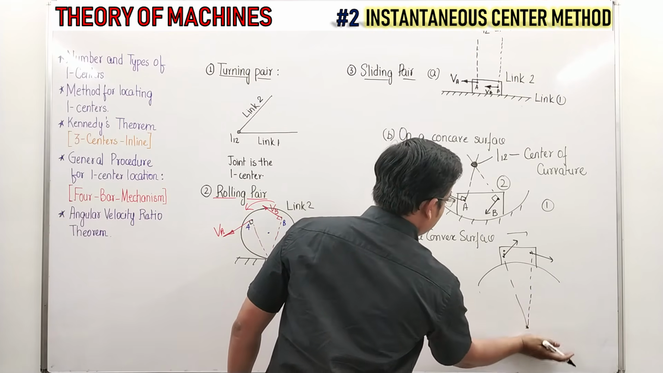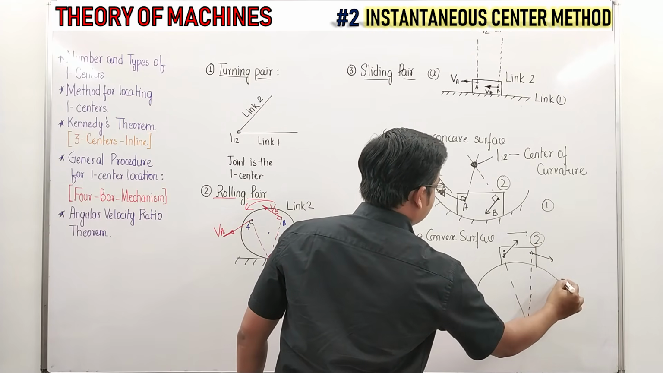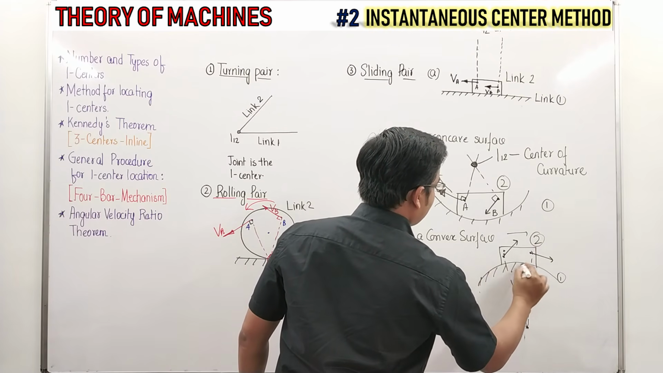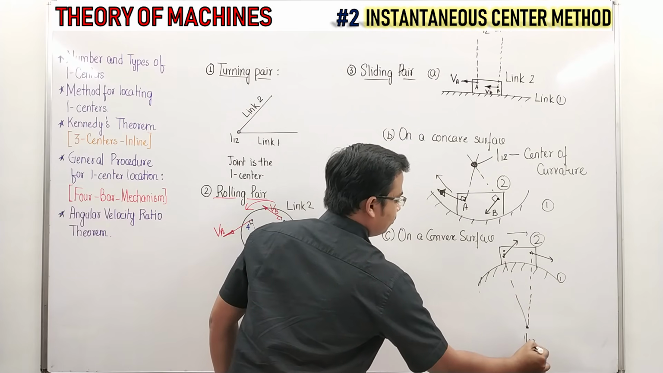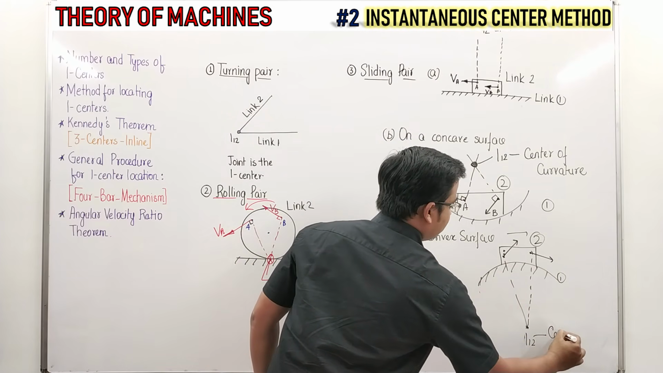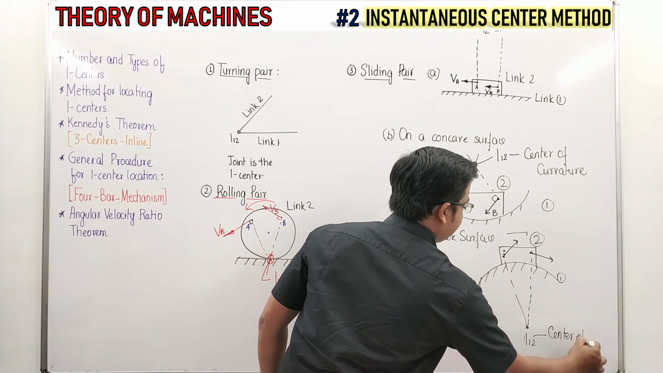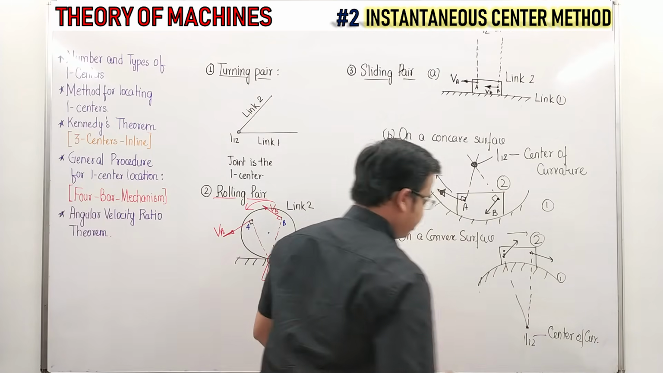So obviously this is the eye center. If this is link 2 and this is fixed over here, this is eye center 1, 2, and this is the center of curvature. Center of curvature. Now let us try to summarize everything.